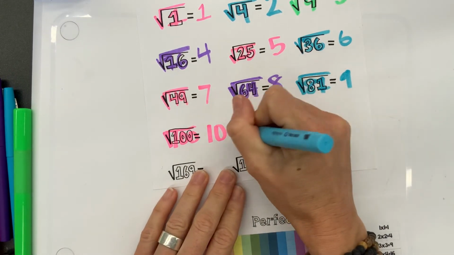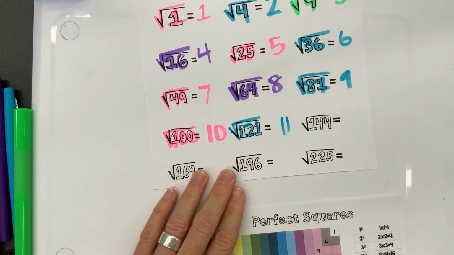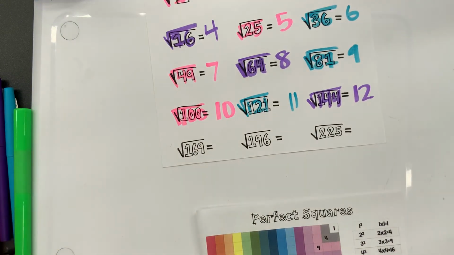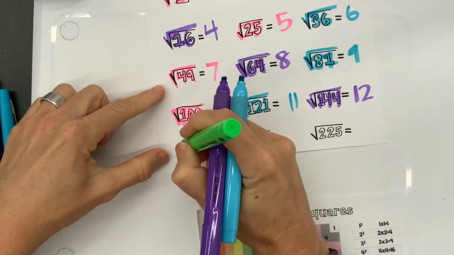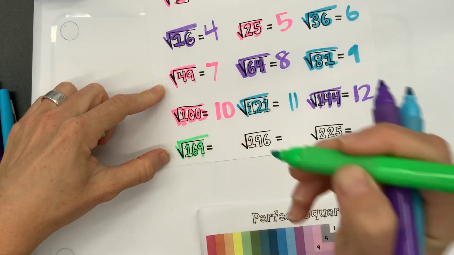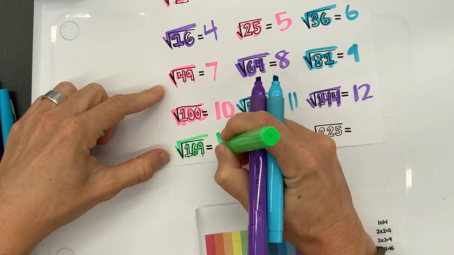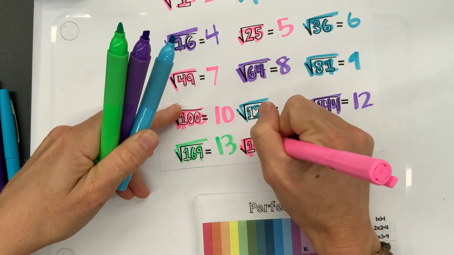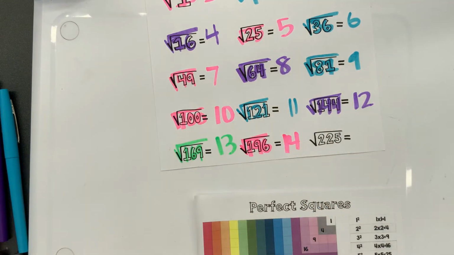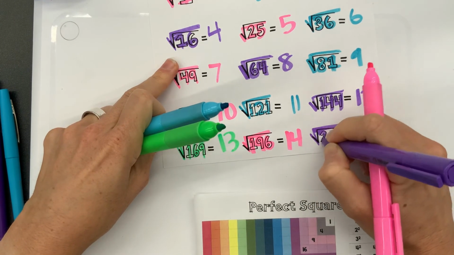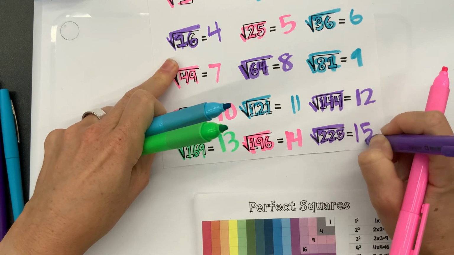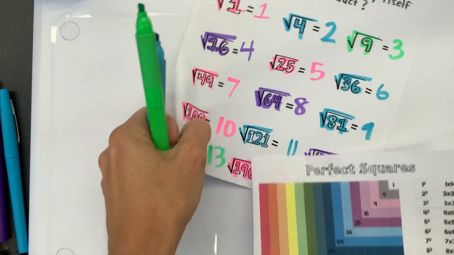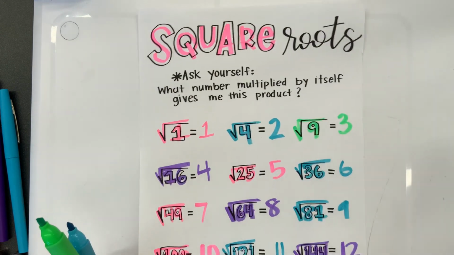The square root of 121 is 11. The square root of 144 is going to be 12. The square root of 169 is going to be 13. And the square root of 196 is 14. And then the square root of 225 is 15. All right, there we go. That is how you look at the pattern in the relationship between perfect square numbers and their square root.